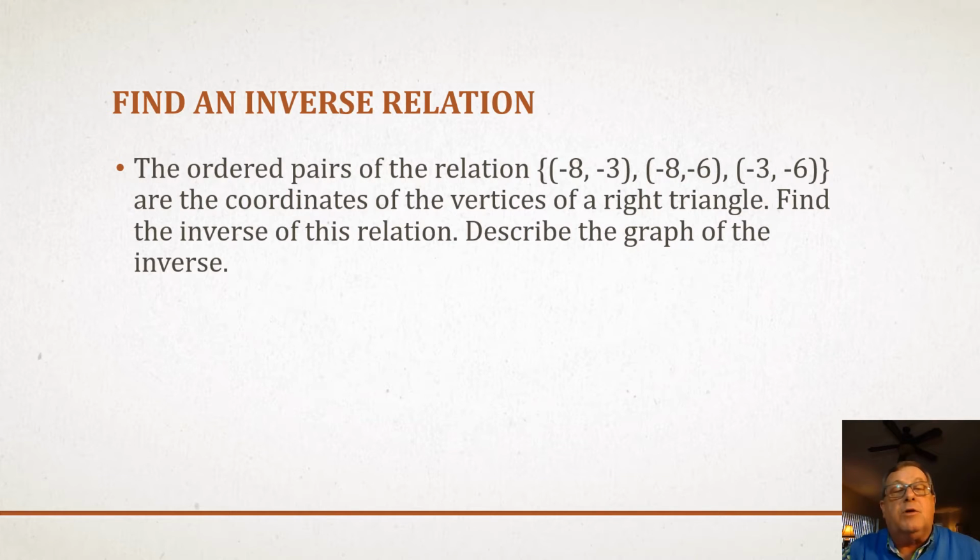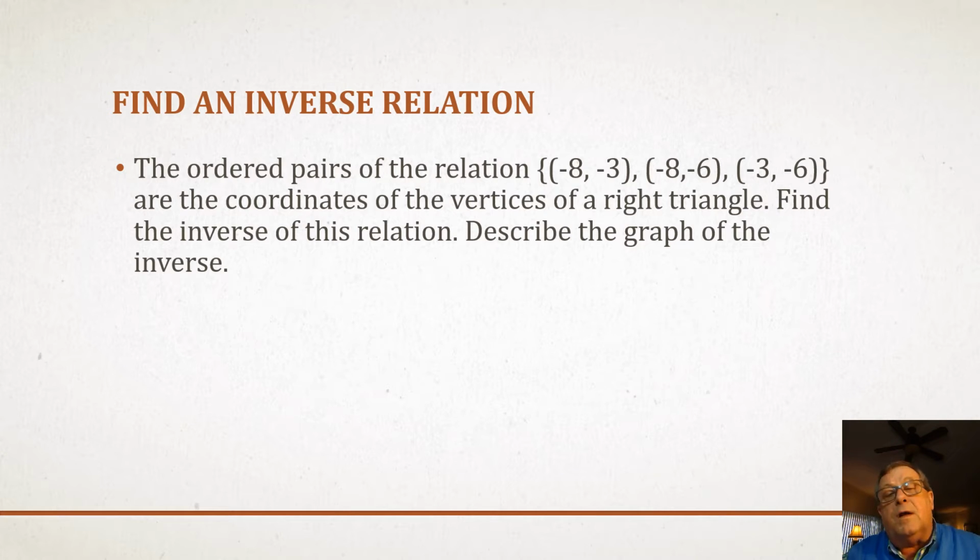And so here we're told that the relation has ordered pairs (-8, -3), (-8, -6), and (-3, -6). They're the coordinates of the vertices of a right triangle on the coordinate plane. Find the inverse of this relation and then describe the graph of the inverse. Well, let's start by just finding the inverse of the relation.